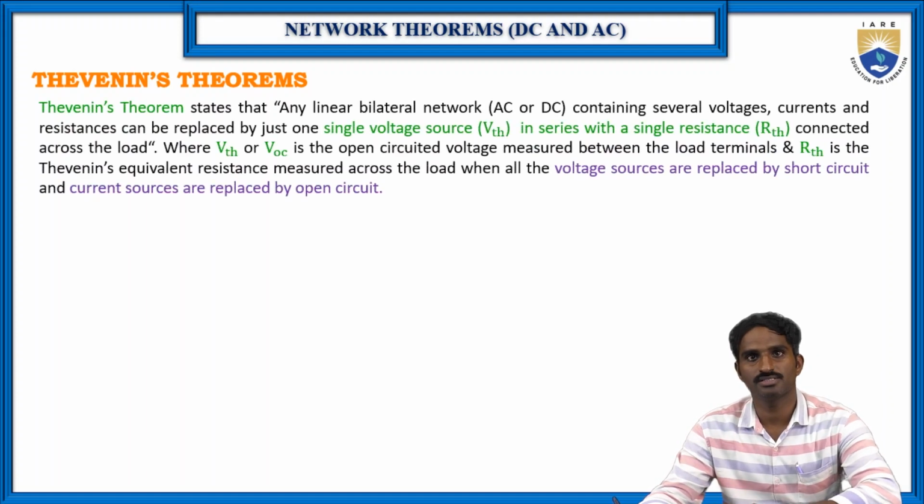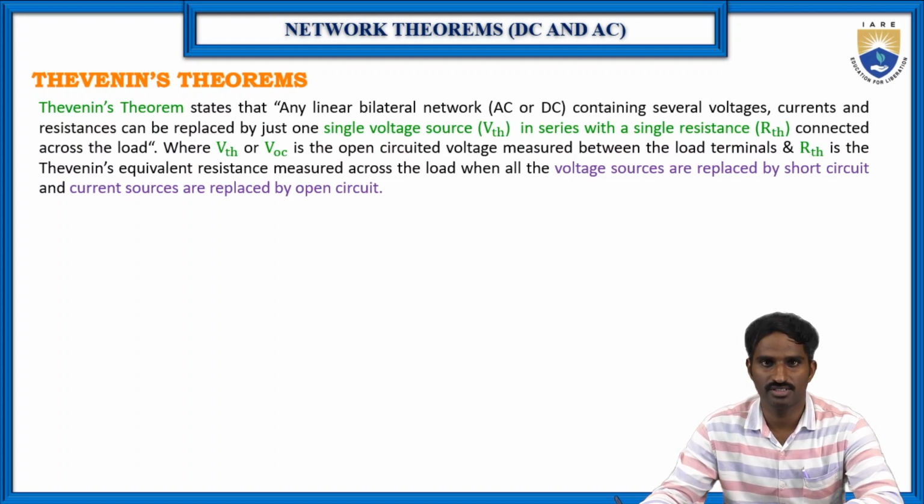So first, let us see the statement of Thevenin's theorem. Of course, as we discussed in the previous class, these theorems apply to linear and bilateral networks, right? So this Thevenin's theorem states that any linear bilateral network containing several voltages, currents, and resistances can be replaced by just one single voltage source in series with a single resistance connected across the load.